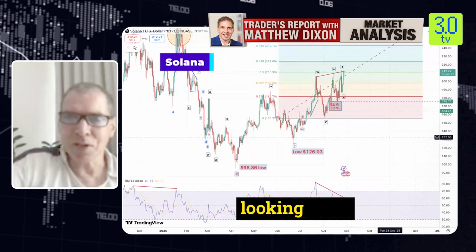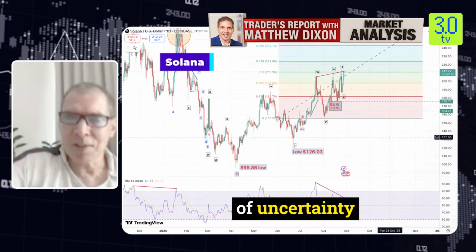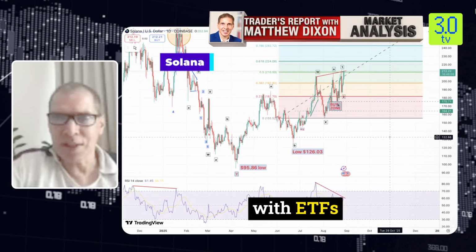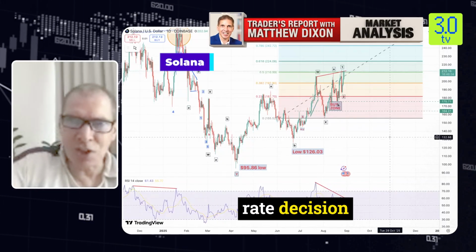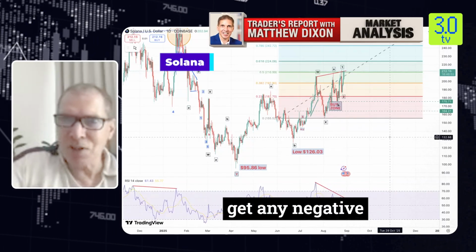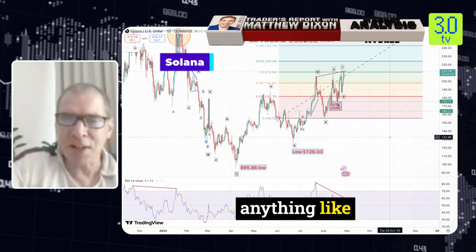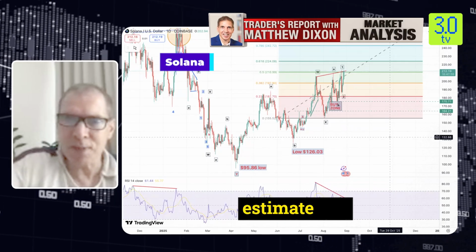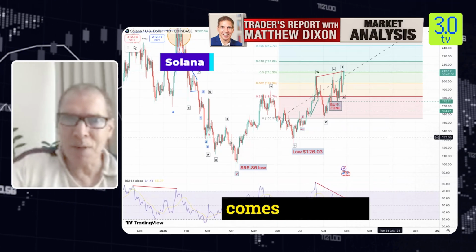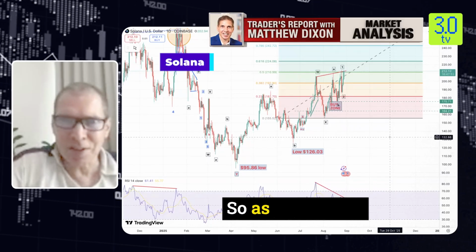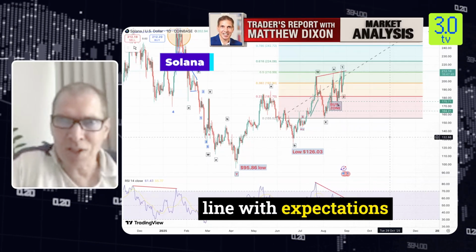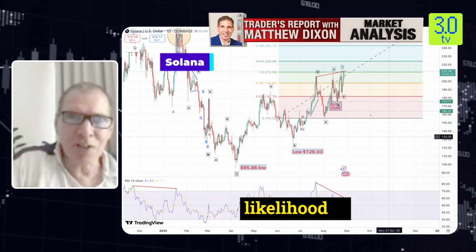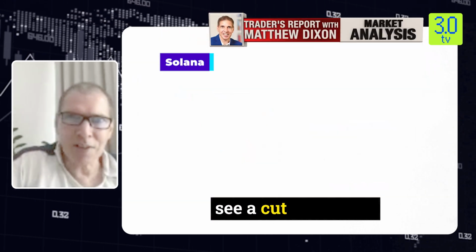I think the market's looking great. There's a bit of uncertainty in the markets. I know there's been some outflows with the ETFs, but I think that's going to turn around as we get closer to the interest rate decision, as long as we don't get any negative shocks with high inflation or anything like that. We've got a GDP estimate due out today. Let's hope that comes out pretty much in line with expectations. So as long as the data remains reasonably in line with expectations, then the strong likelihood is we're going to see a cut in interest rates.